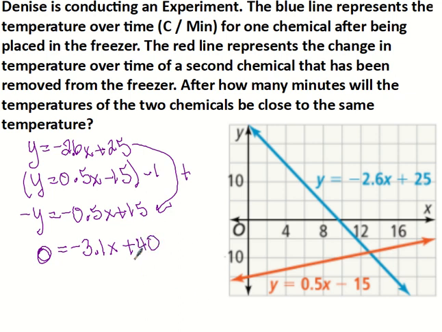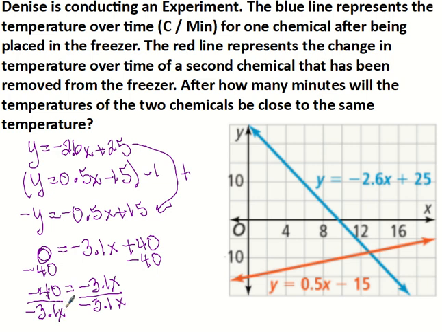So now what we're going to do is we're going to solve this and get rid of all this from x. I'm going to subtract 40 from both sides. I'm going to get negative 40 equals negative 3 1/10 x. And then we would divide by negative 3 1/10. So you can use elimination method even when they're both solved in slope intercept form. You do have to move some stuff around and get a little creative, but it does work.